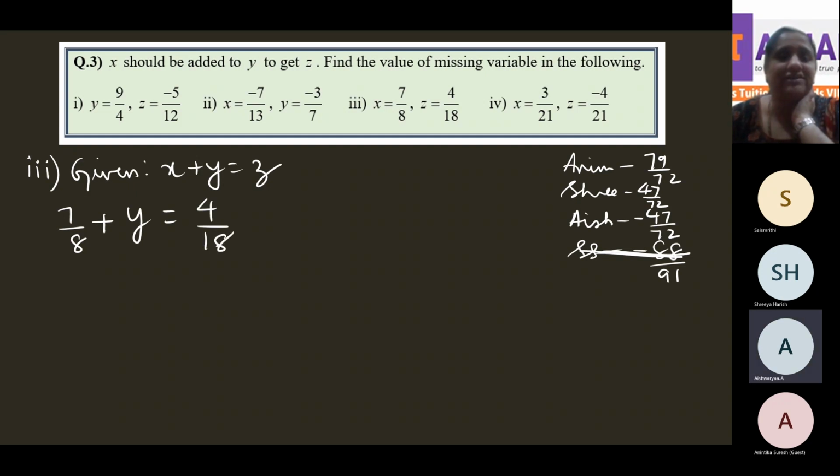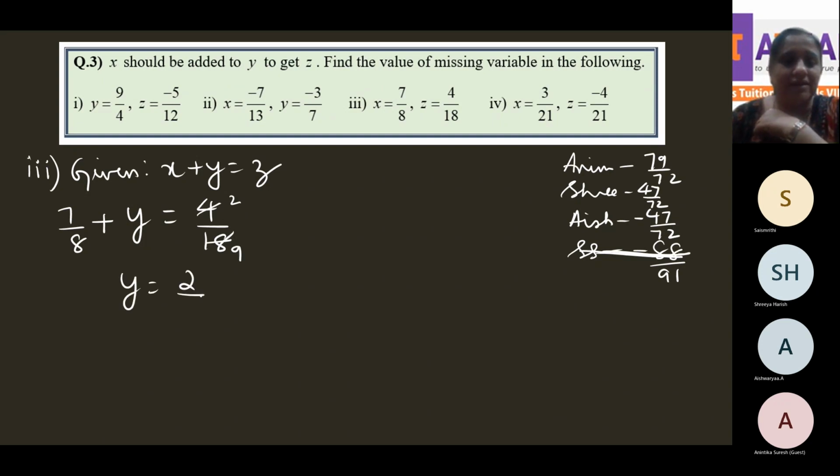Now, since 4 by 18 can be simplified, you can simplify it. Disable your mic, children. So 2 times and this is 9 times. So y is equal to 2 by 9 minus 7 by 8. The common denominator is 72. 9 into 8 is 72, 8 into 9 is 72.